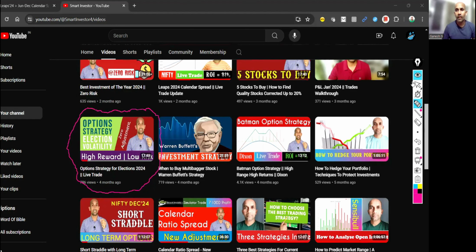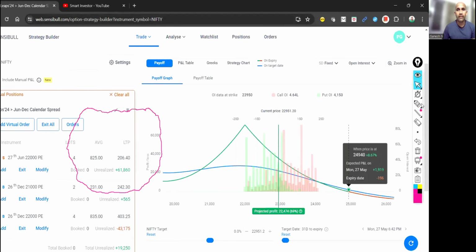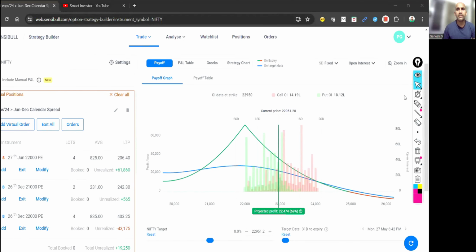Now I will show you how I close this trade in front of you. I already closed it, but I'll show you while I close it. And very simply, I want to brief you on what the strategy was all about. I took selling June 22,000 put option and buying December 22,000 put option, which means this is a calendar spread, a June-December calendar spread.